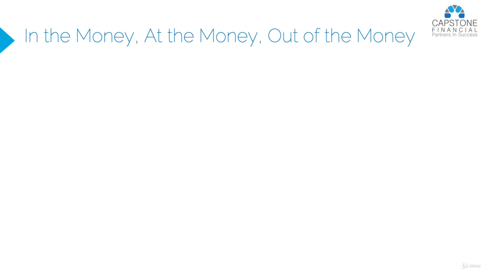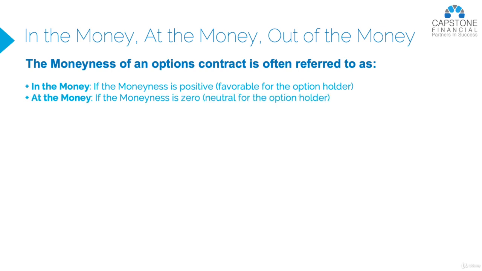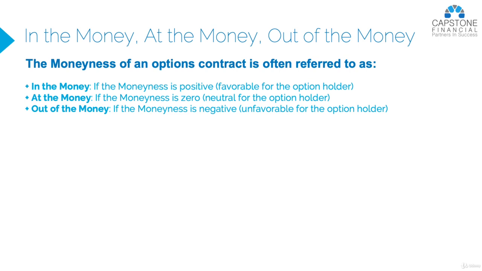These are the terms that are more commonly used: in the money, at the money, out of the money. The moneyness of the option contract is often referred to as in the money. If it's in the money, at the money, out of the money, you basically are able to understand what the actual value of the option is at that point. There are other factors that cause the option premium to be more or less than what it should be based on where the stock is trading and based on what strike price you selected.